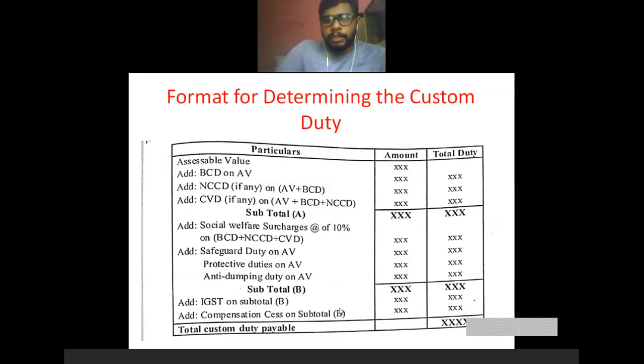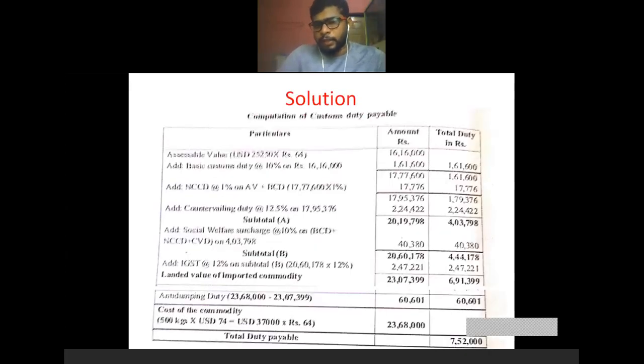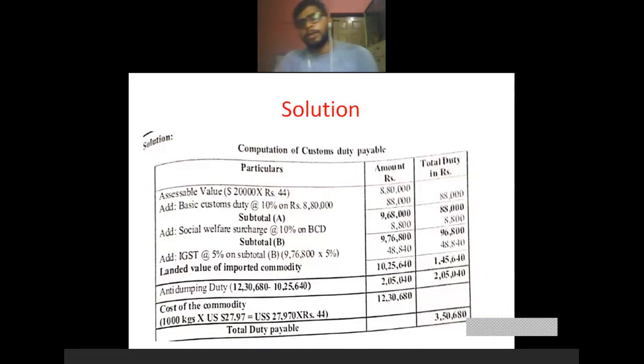Yeah, this is the format. Problem number 1 already we have discussed, once again I am not discussing. Solution part also we have discussed in detail. Second problem also we have discussed. Solution also we have discussed.